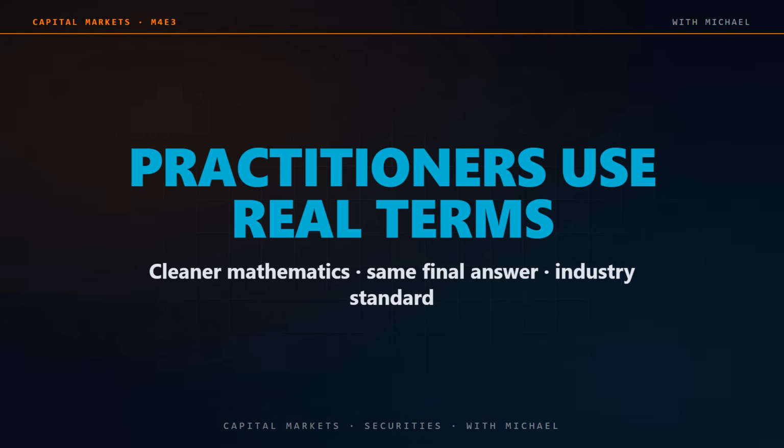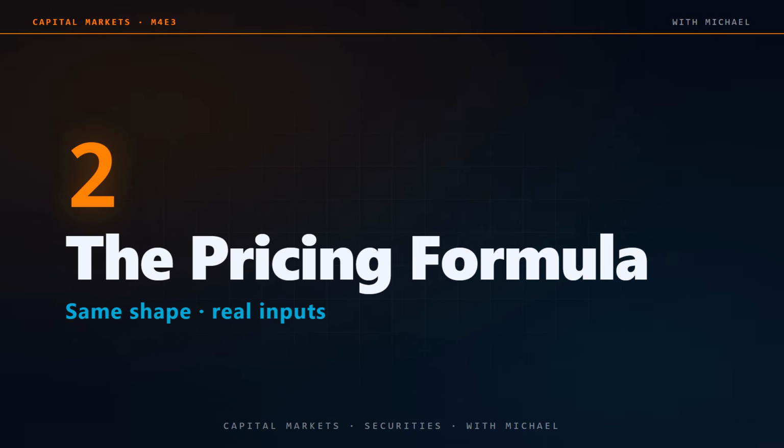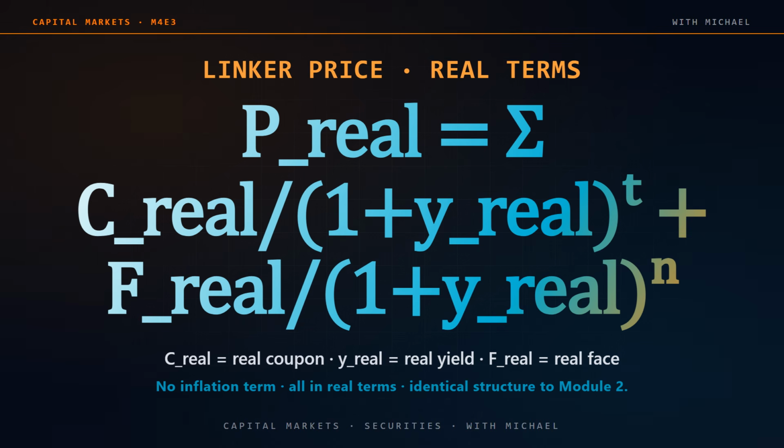Section 2. The linker pricing formula. The pricing formula for an inflation-linked bond in real terms looks almost identical to the conventional bond pricing formula. Price equals the sum across periods of the real coupon divided by 1 plus the real yield to the t, plus the real principal divided by 1 plus the real yield to the n. The only differences from the conventional formula are that we use real cash flows and a real yield.